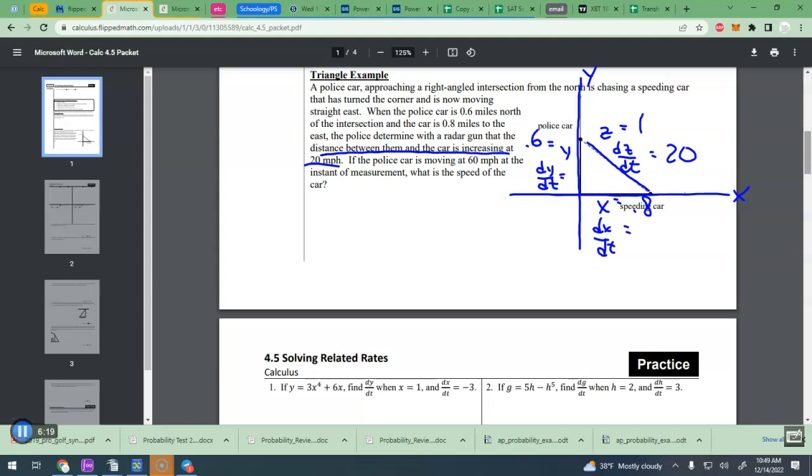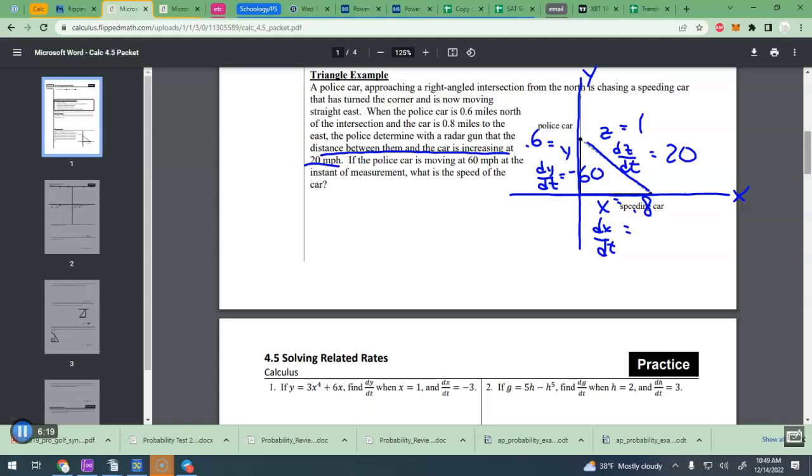And the police car is moving 60. Be careful, because the distance between the police car and the corner is not getting bigger; it's getting smaller. So this is going to be negative 60. Think about it like we're going down. So this is going to be negative 60. There are a couple of ways to look at it. Is that how we do it in the notes?